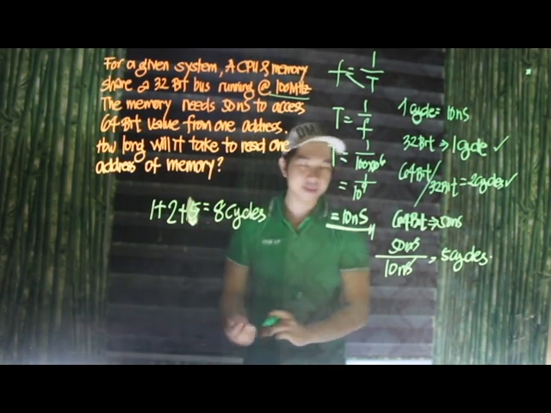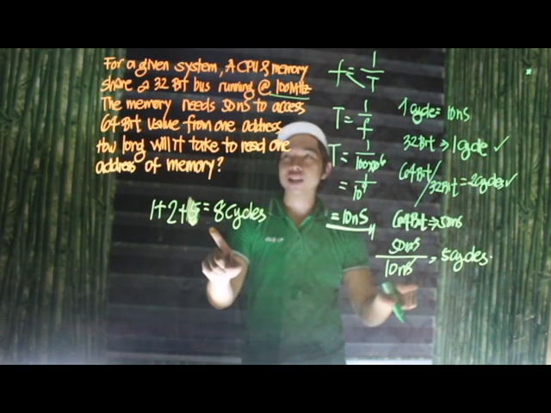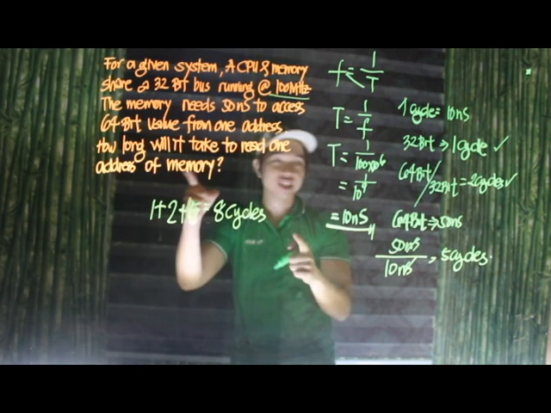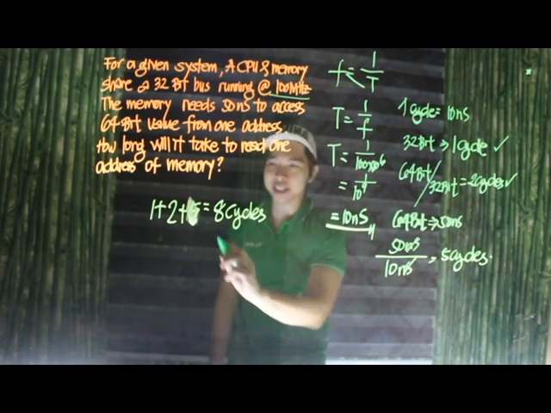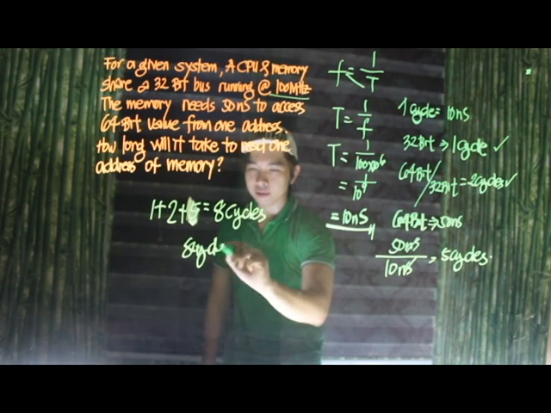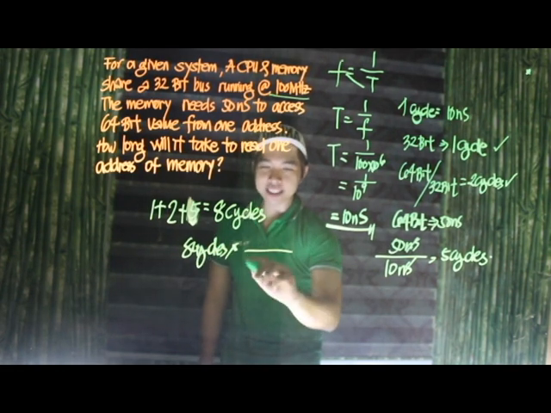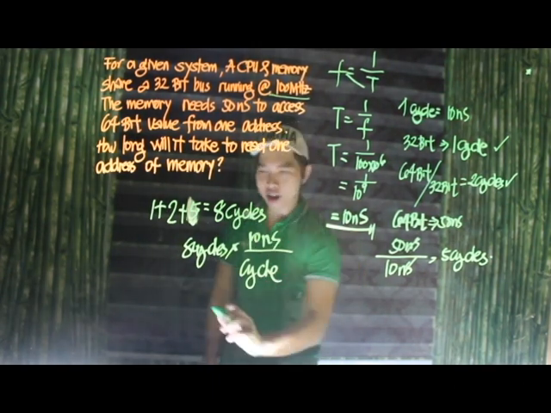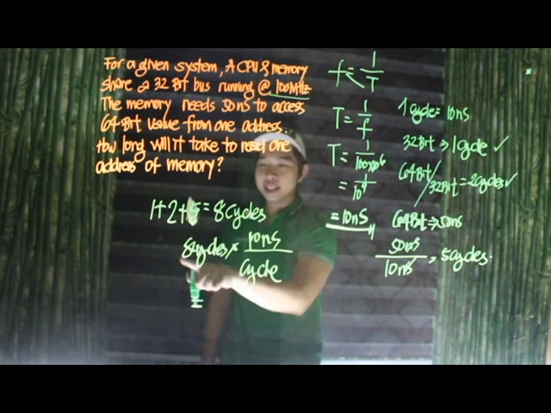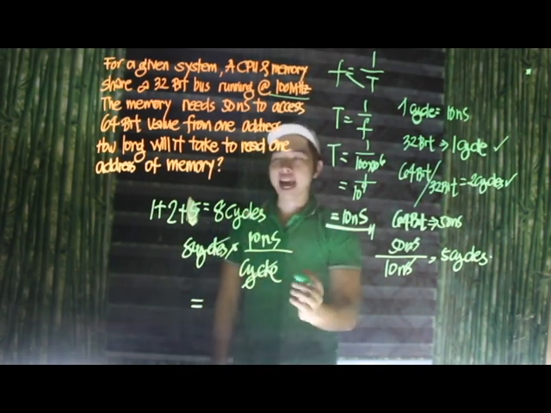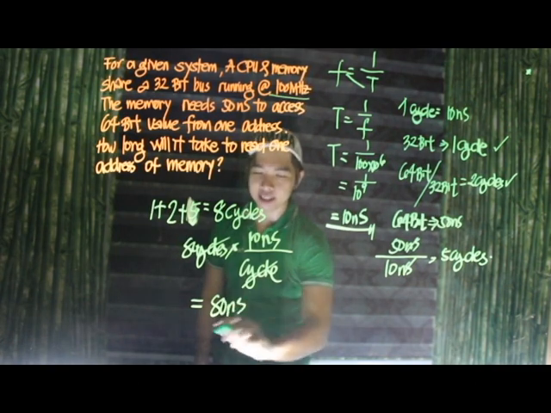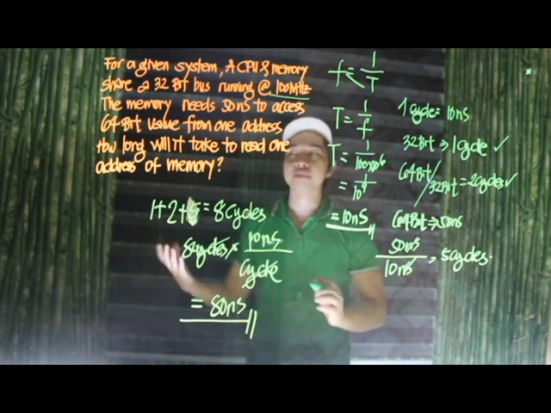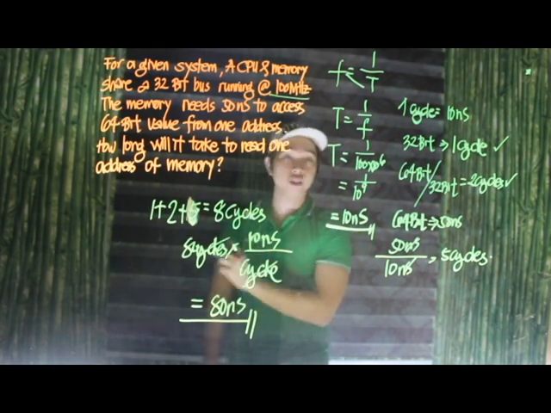And for every cycle, we have 10 nanoseconds. We need the time it takes to access one address of memory. So we have 8 cycles, and for every cycle we need 10 nanoseconds. Cycles cancel out, so we have 80 nanoseconds of time needed to complete 8 cycles, and that would be the time needed to read one address of memory.